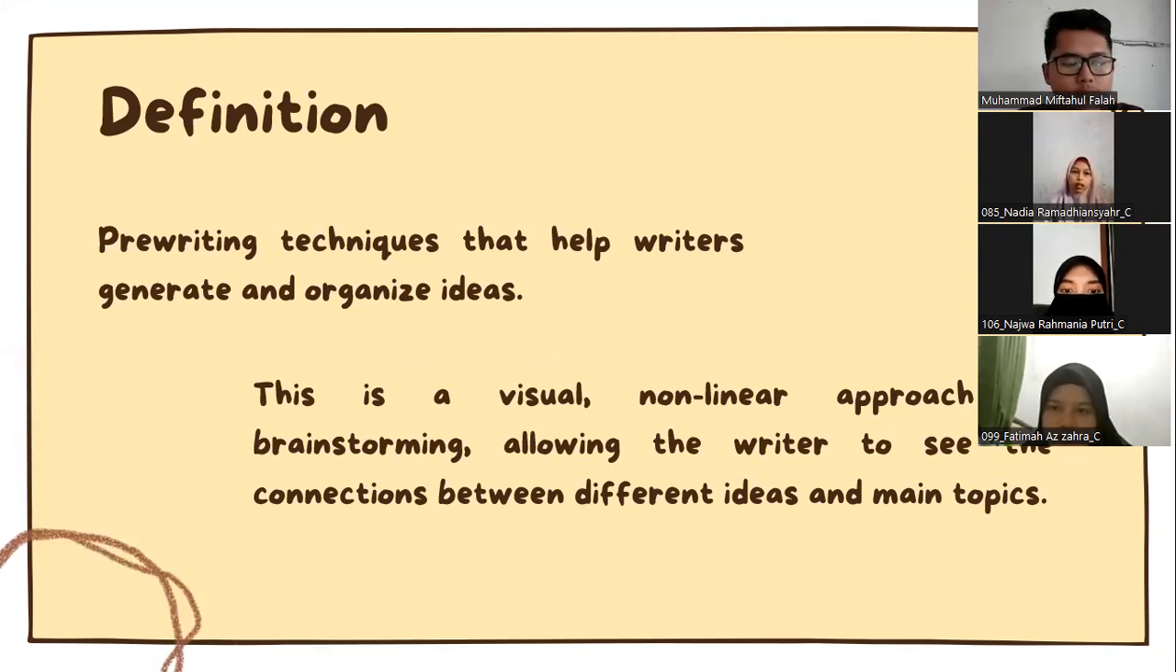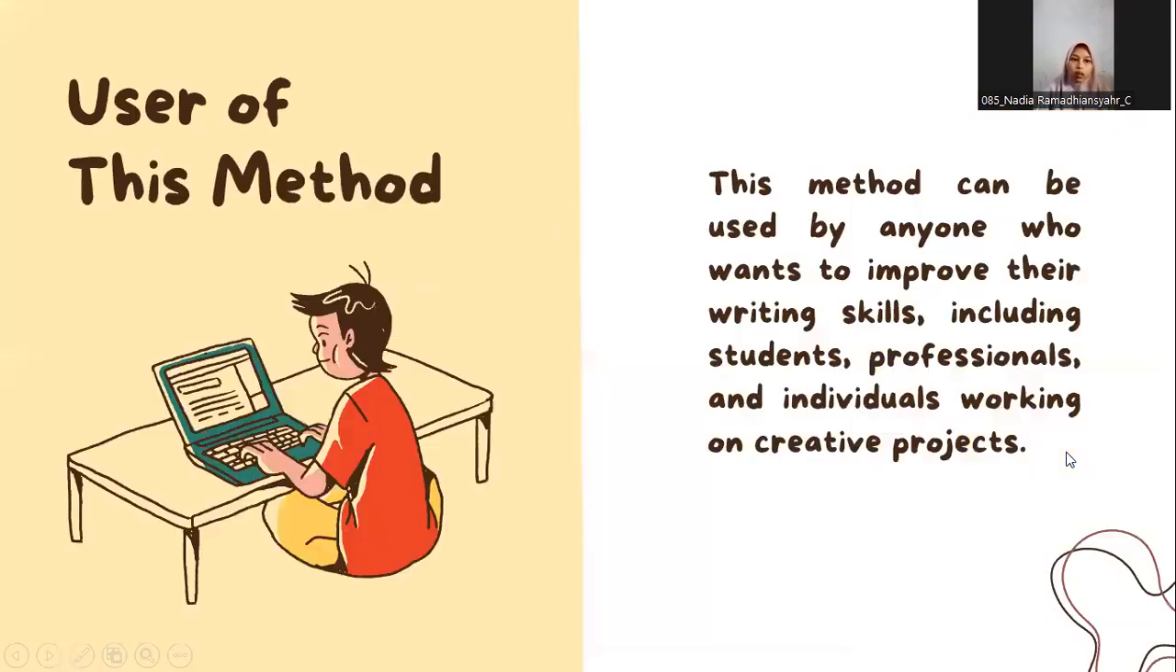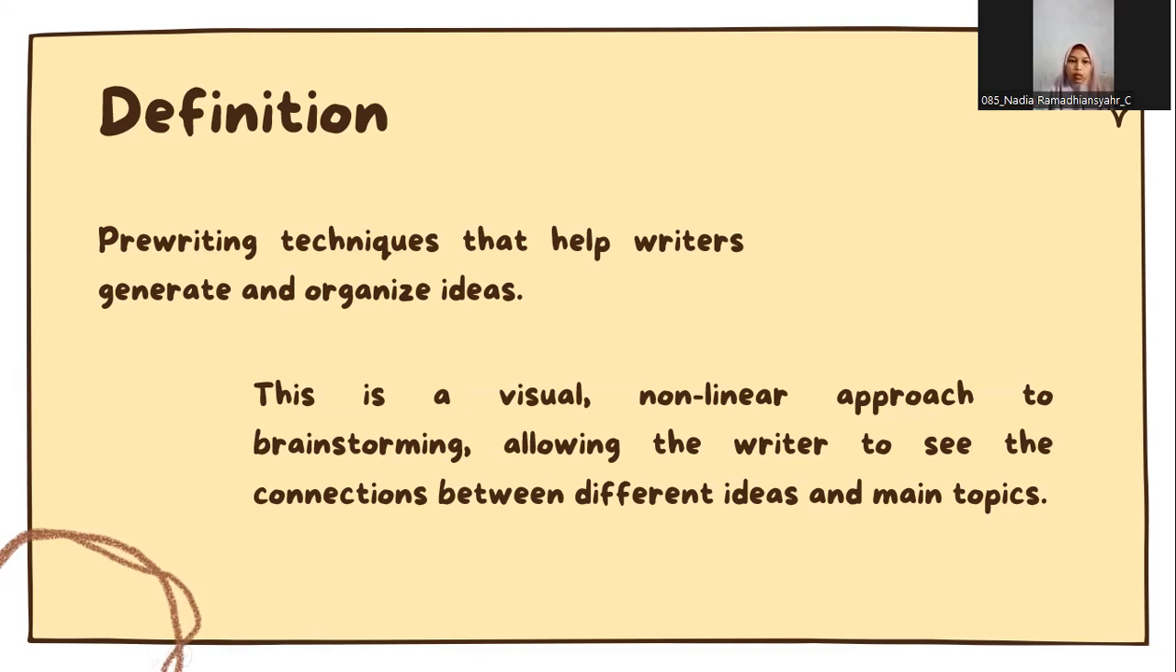The cluster mapping method is a pre-writing technique that helps writers generate and organize ideas. This is a visual, nonlinear approach to brainstorming, allowing the writer to see the connection between different ideas and main topics. Cluster mapping, also called idea mapping, is a great way to show relationships between ideas. Cluster mapping is also part idea generation and part organization, so students will know exactly how to group their ideas once they are ready to write. A cluster map combines the two stages of brainstorming: recording ideas, and then grouping them.